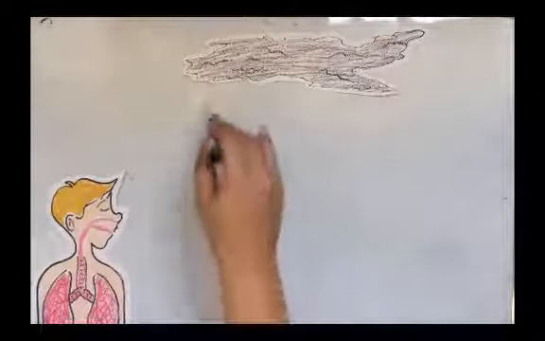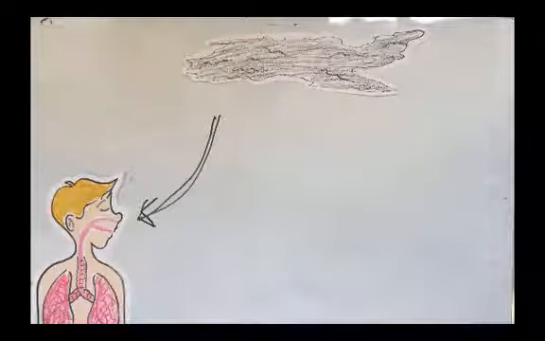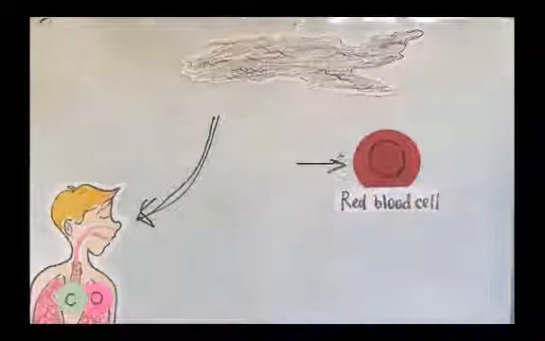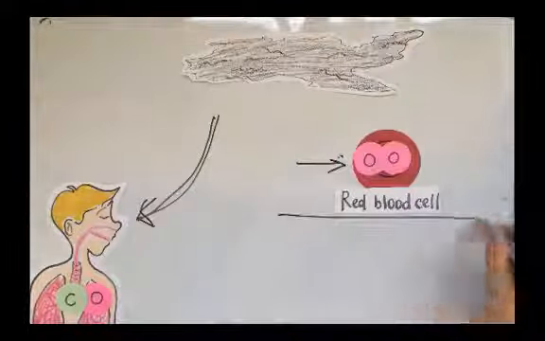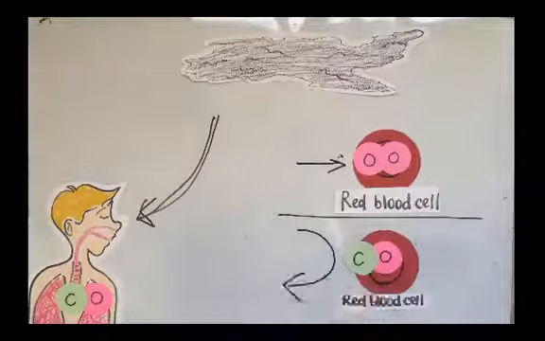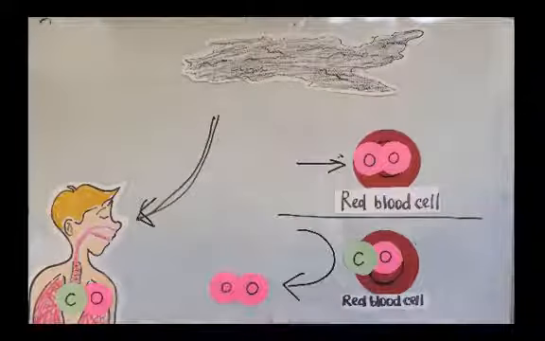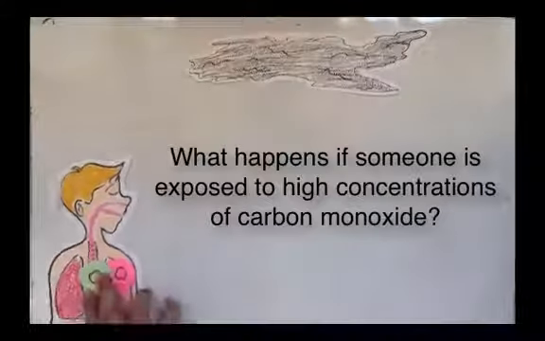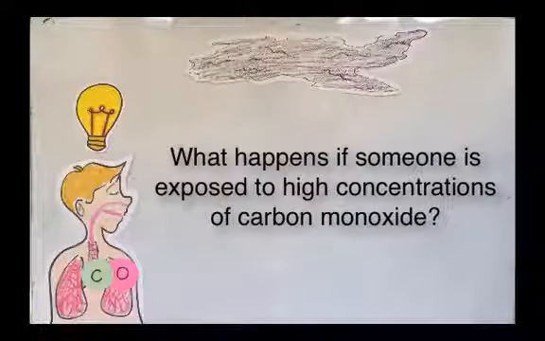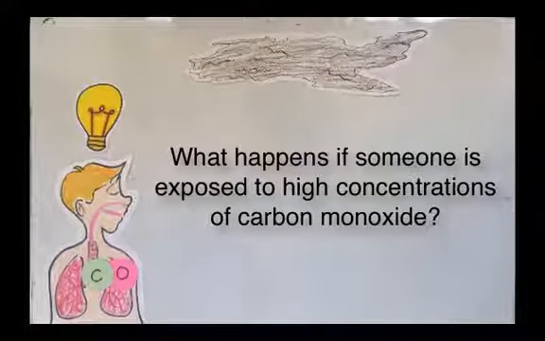When humans inhale polluted air, carbon monoxide enters their bloodstream. It combines with hemoglobin, which reduces the effectiveness of red blood cells in delivering oxygen to bodily tissues. So think about this. What happens if someone is exposed to high concentrations of carbon monoxide?